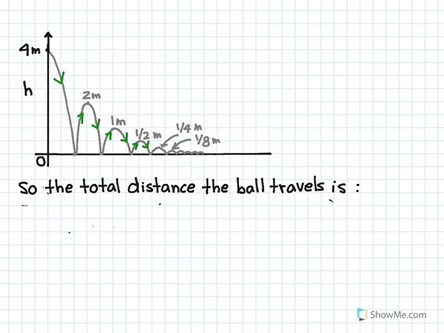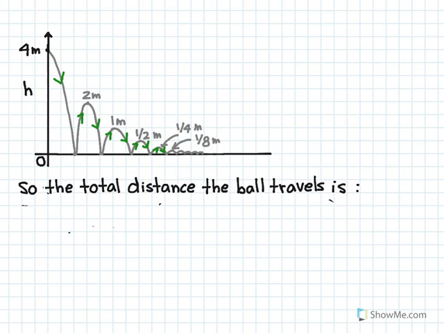It rebounds to 1/2 times 1/2, that gives us 1/4 meter, and it drops down the same distance of 1/4 meter, and then again it rebounds to 1/2 the previous drop height of 1/4 meter. 1/2 times 1/4 gives us 1/8 meter, then it drops down 1/8 meter, and this cycle goes on and on forever.